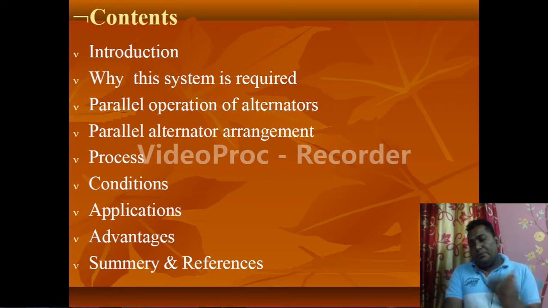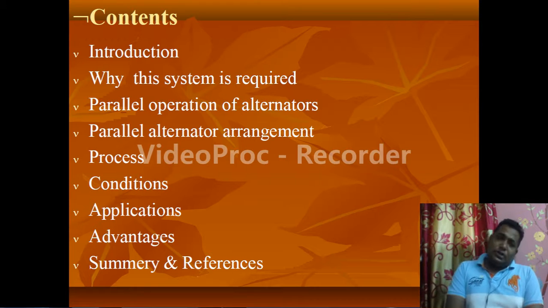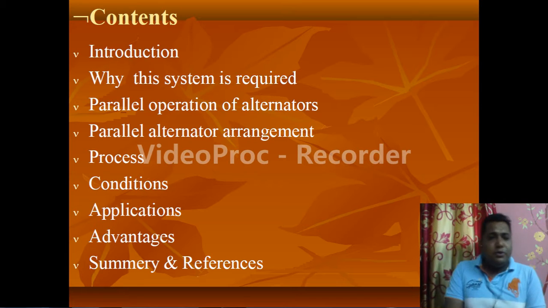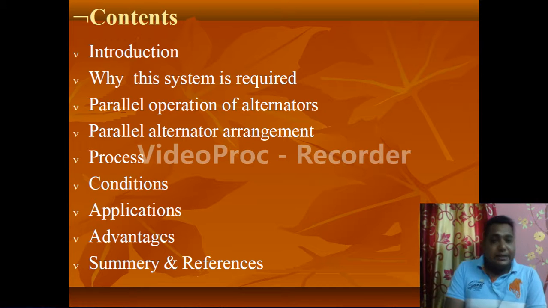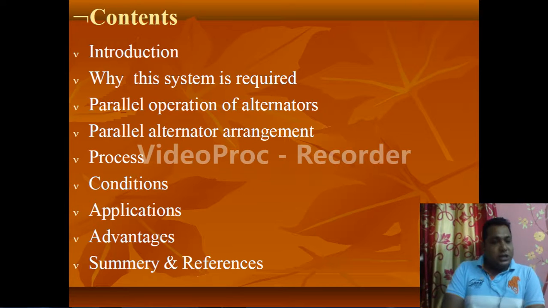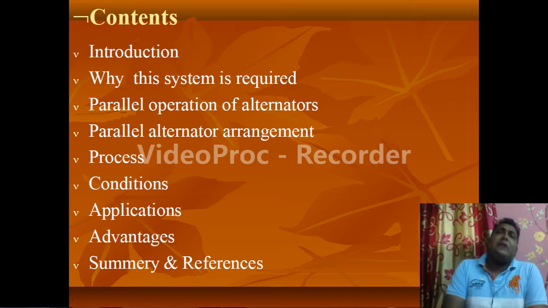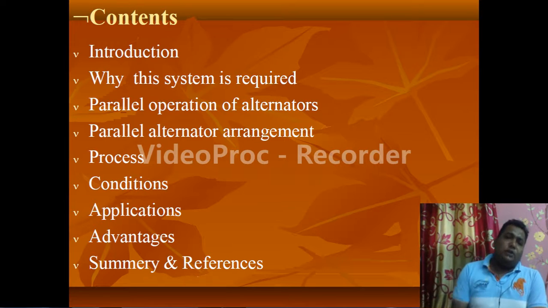Okay, so in this particular presentation, the topics we are going to cover are given here. So what are the contents? There's the introduction, already told to you, why this system is required, parallel operation of alternators, parallel alternators arrangement, how we can arrange the alternators together in parallel, the conditions of parallel operation, applications where we can use this system, advantages, and summary and references. Those are the things that we will cover in this presentation.